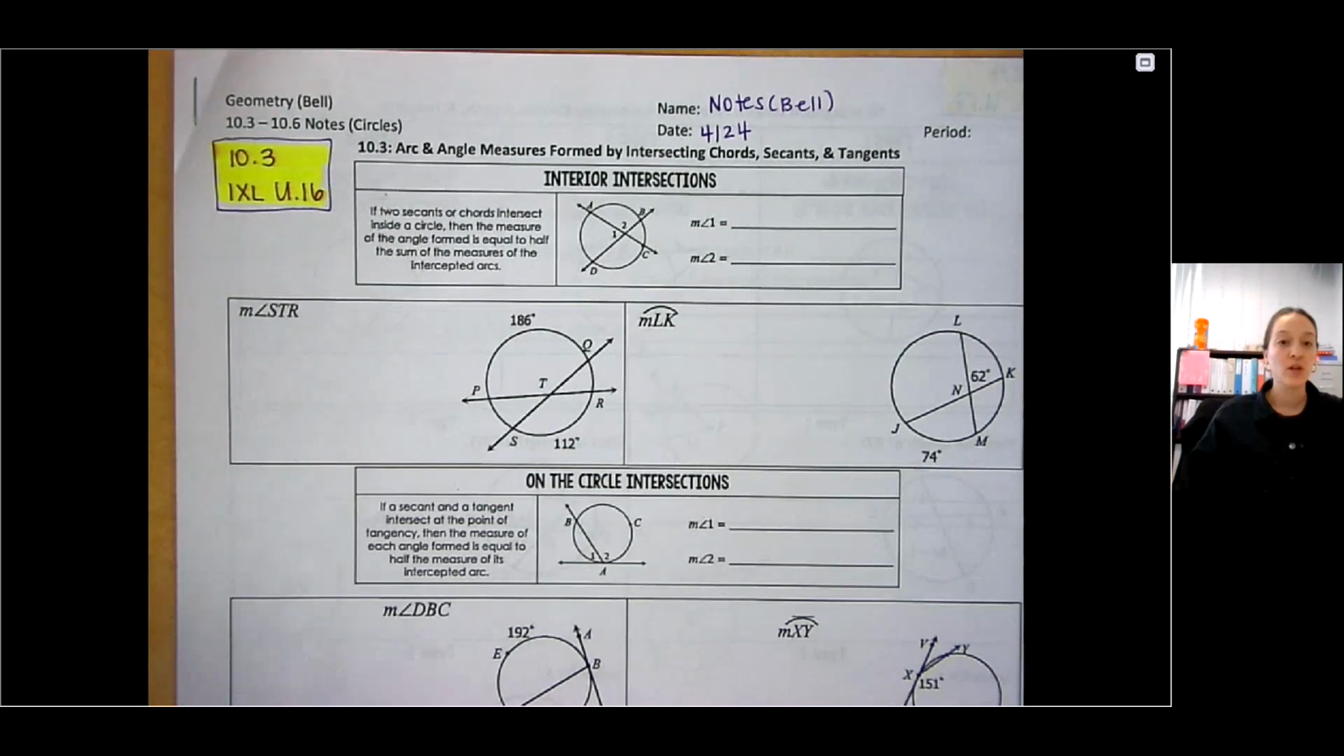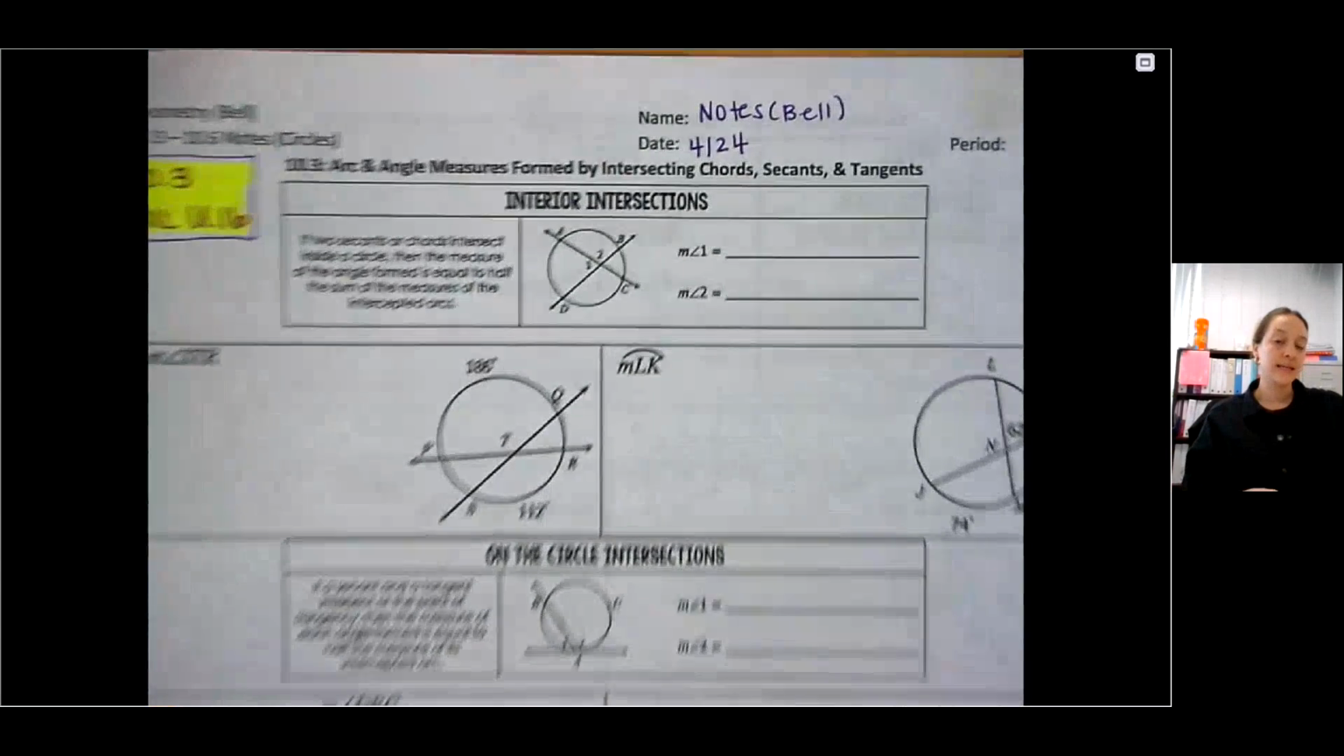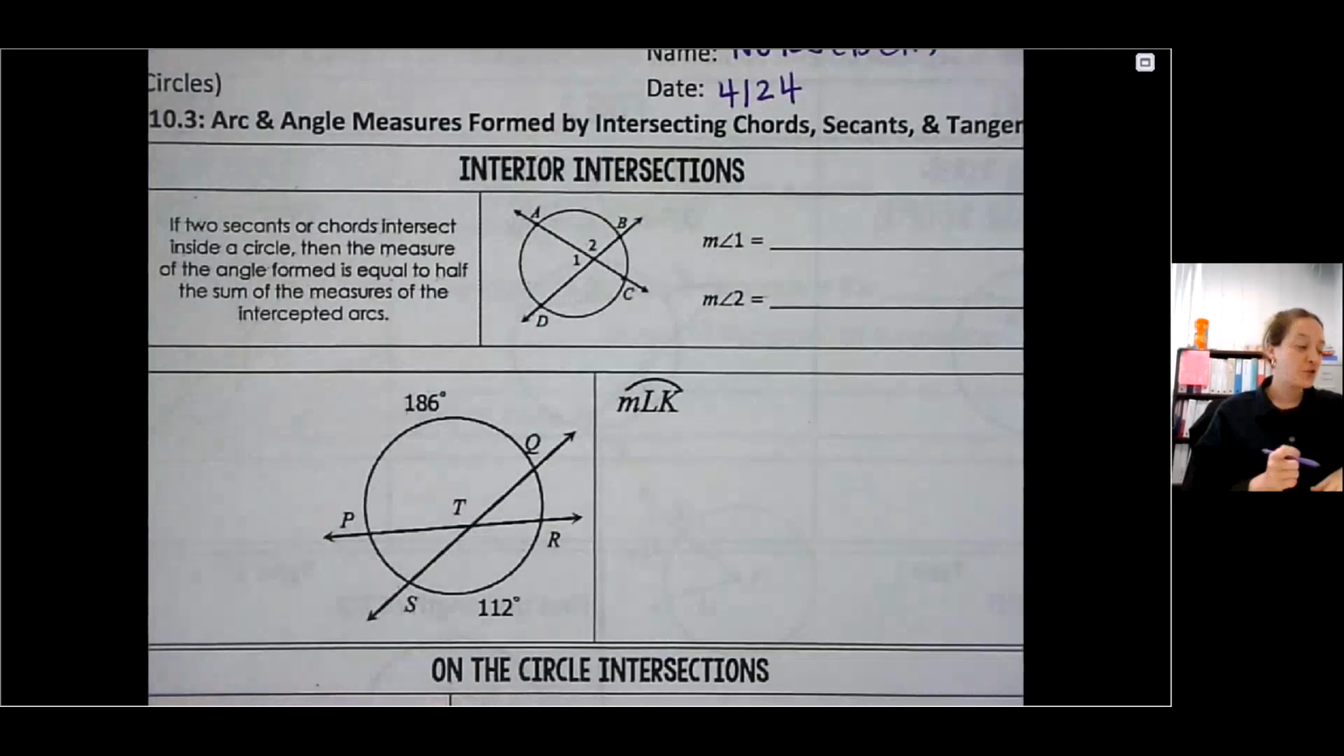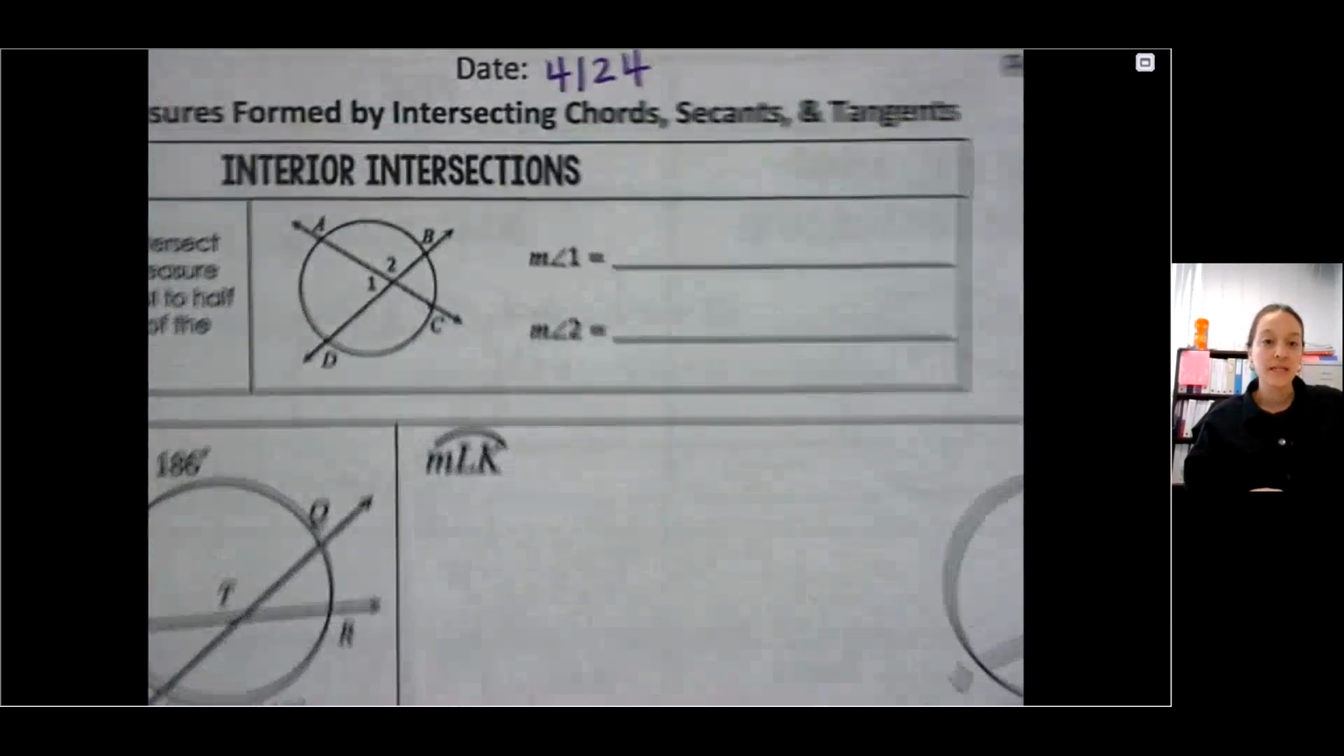So 10.3 is all about arc and angle measures formed by intersecting chords, secants, and tangents. If two secants or chords intersect inside of a circle, then the measure of the angle formed is equal to half the sum of the measures of the intercepted arcs. So what that means is this.